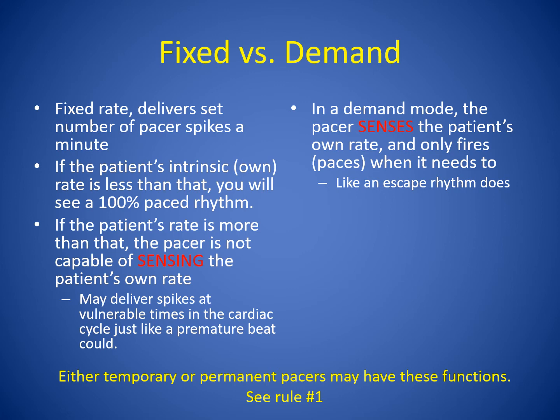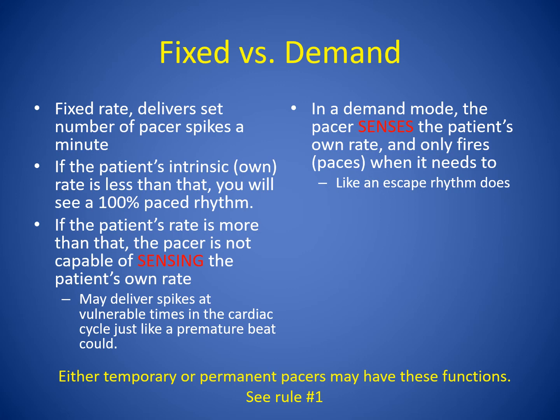So if the pacer is set at 70, but the patient's own rate is 80 or 83, then what will happen is that the pacer will just keep firing at a set rate of 70. And therefore, it opens that up to a potential issue, because it can deliver a spike and possible captured beat at very vulnerable times in the cardiac cycle, kind of like a premature beat could.